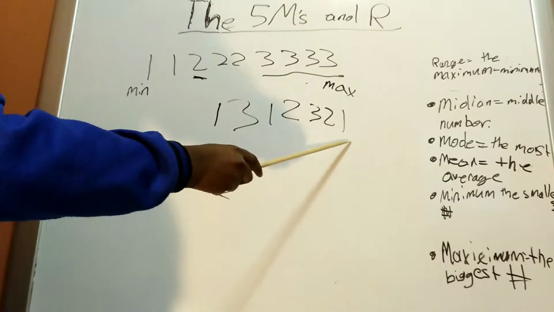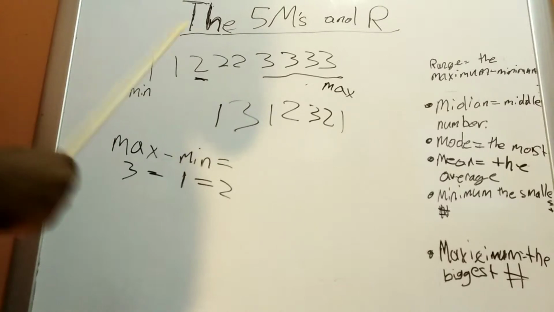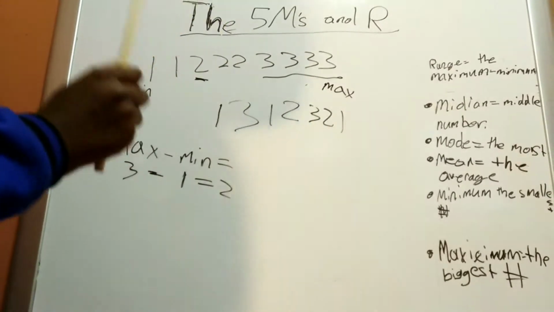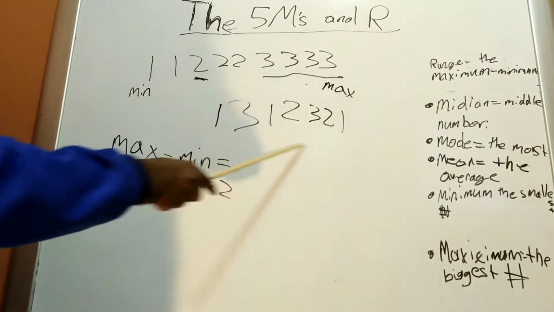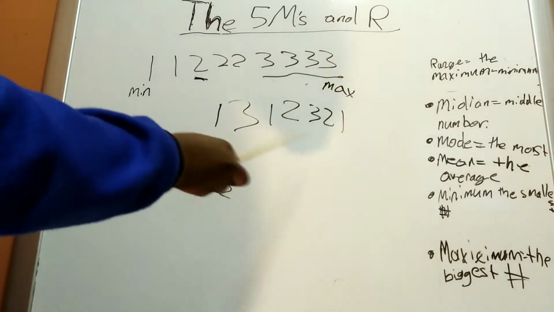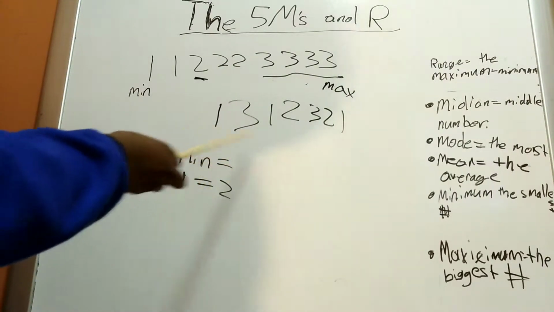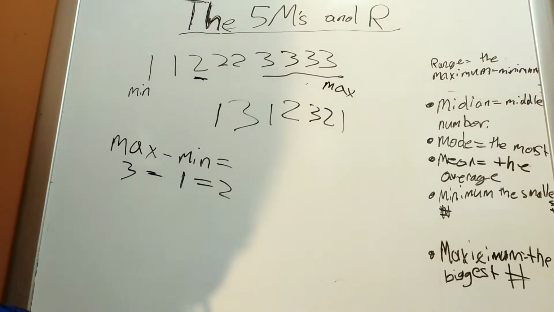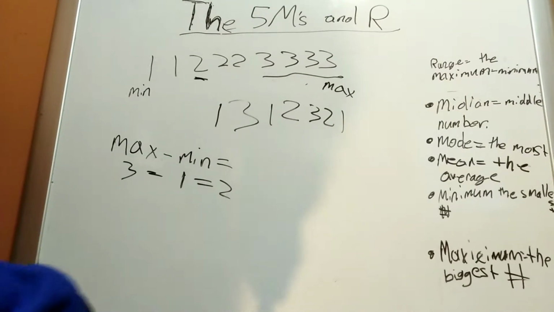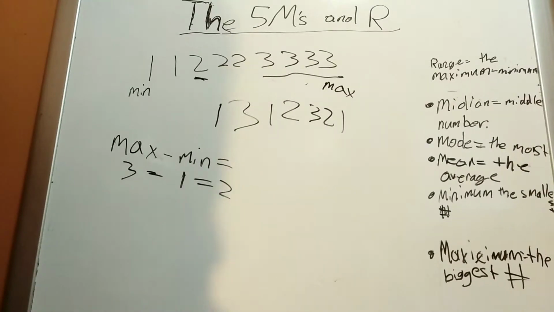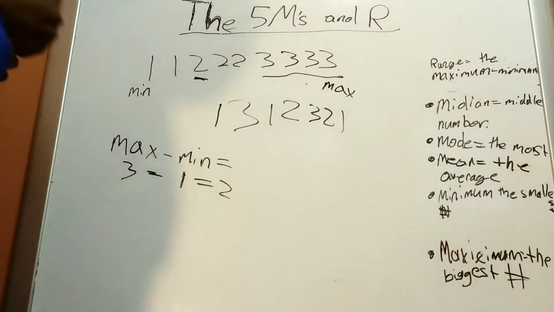So then, this is the minimum. It's the smallest number. You can't get any smaller than 1. I'm not saying you can't in general. You just can't get any smaller than 1 in this number line right here, where we have these numbers. There's no 0, there's no negative 1, there's no decimal or fraction, or even percentage. So you stop at 1. So 1 is your minimum.